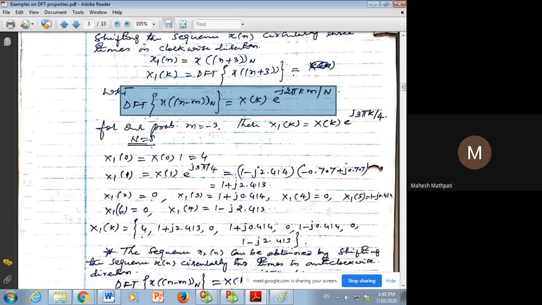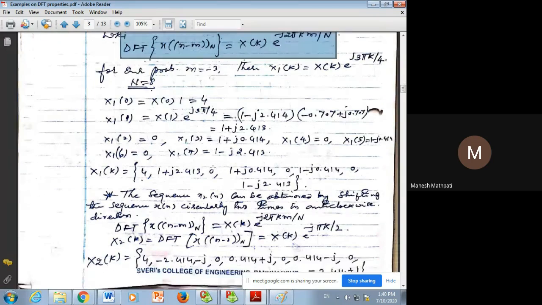Then x2 of k equals, we are going to write this way: x2 of k equals DFT of x of modulo n minus 2, N. Can you complete that part? Hope you understood this. Yes, sir. You just complete this, and if it is difficult for you, then we will solve it once again. Okay, now I will stop it here.